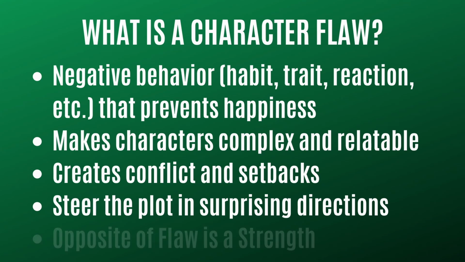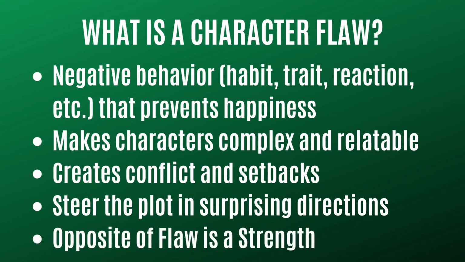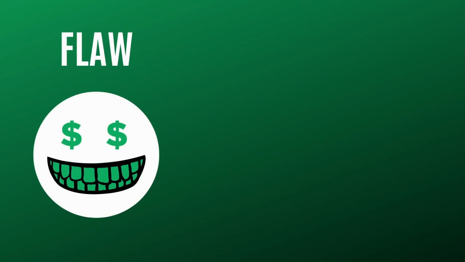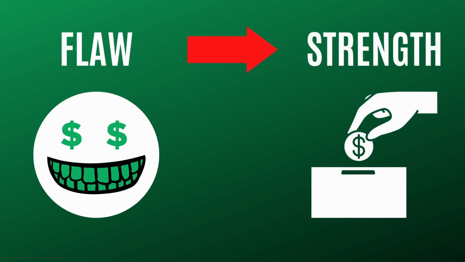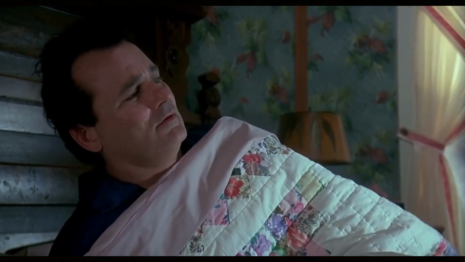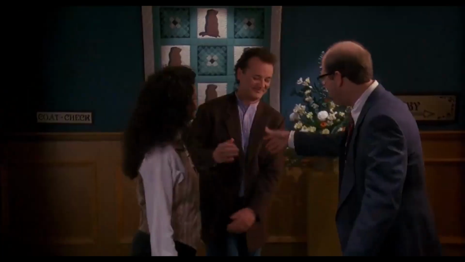Keep in mind that the opposite of a flaw is a strength. So in order to change for the better, a protagonist might start with a flaw and grow toward a strength. For example, if you have a character who engages in greedy behavior, they would grow by embracing the strength of being charitable. In my Bad versus Good rom-coms video, I talked about how in the movie Groundhog Day, Phil Connors has the flaw of being self-absorbed. He's a total jerk, and over the course of the story, he grows toward the strength of selflessness. This allows him to complete his arc and live a happy life.